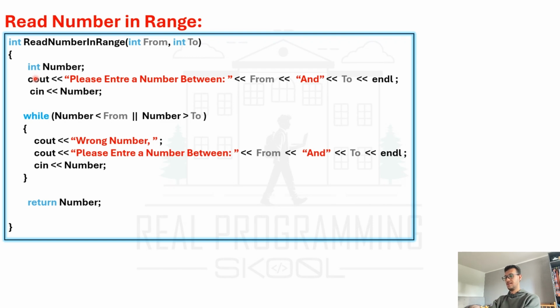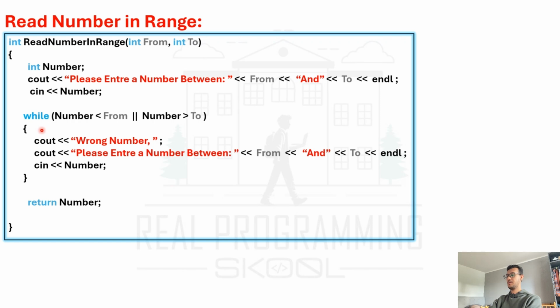And we define an integer data type, number, cout, please enter a number between from, which will be 18, to, which will be 45, and we will wait until the user inserts a number in this range. If the user inserts less than 18, which means 17, 16, or over 45, which means 46, 50, 55, we will come here. We have a while loop to catch the user so they do not insert a number out of this range.